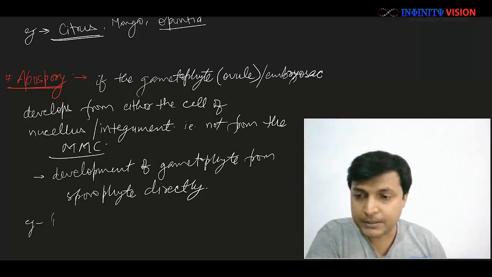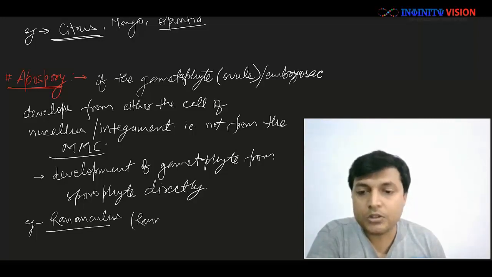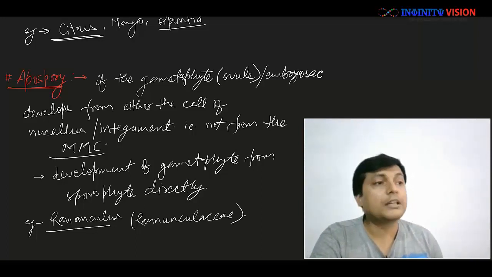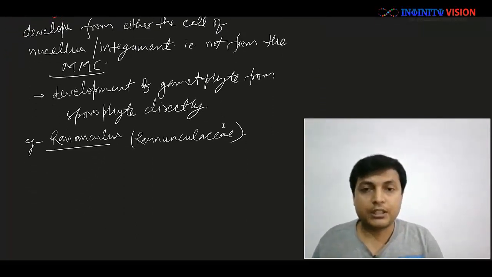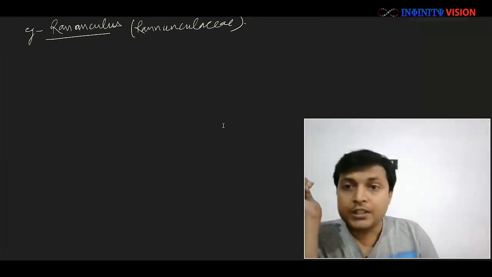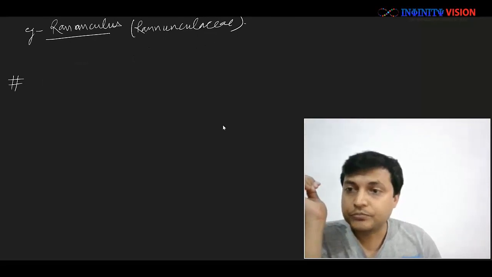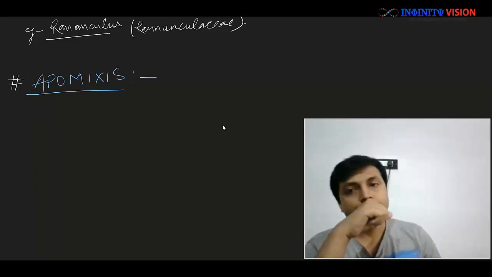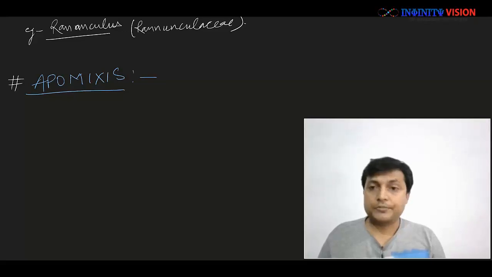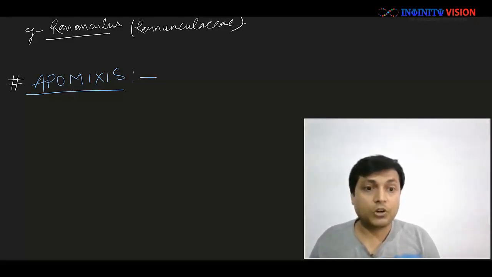Where do we find it? Example is important: Ranunculus, or you can say in the family Ranunculaceae. Well, this whole process that we are studying under the topic of agamospory is also known as apomixis. This is important because in NCERT they have written only apomixis. It is the same thing, that is development of seeds without fertilization or without involving gametes. And this process is called apomixis.